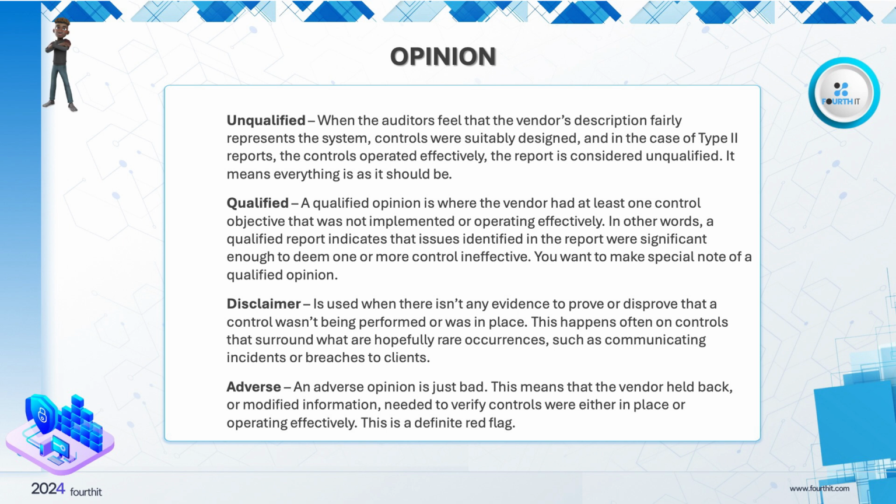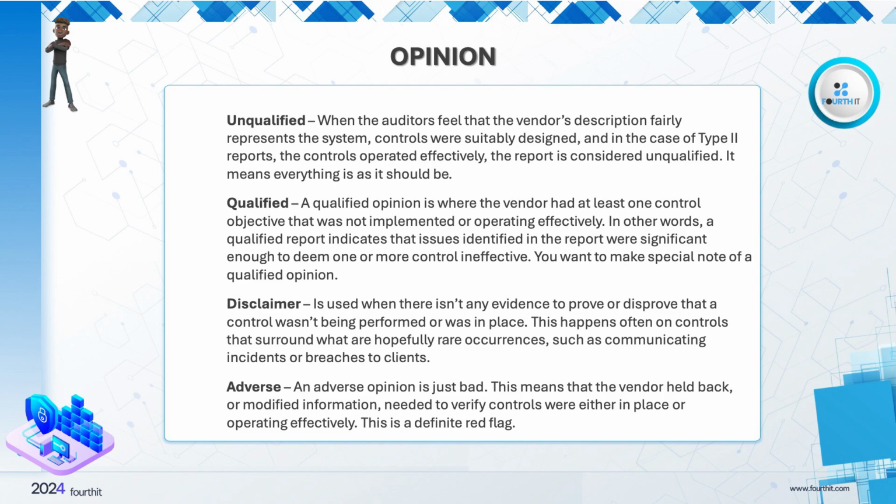This happens often on controls that surround what are hopefully rare occurrences, such as communicating incidents or breaches to various clients. So it's like we need more evidence to make a decision on it. Adverse. An adverse opinion is just bad. This means that the vendor held back or modified information and needed to verify controls were either in place or operating effectively. And this is always a red flag. So whenever you are reviewing a SOC 2 report and you see anything adverse, you know that this is something that we need to red flag and have a conversation about.